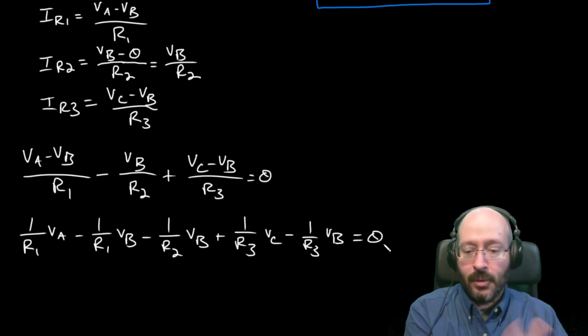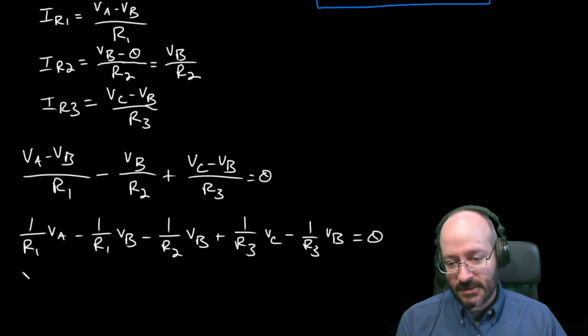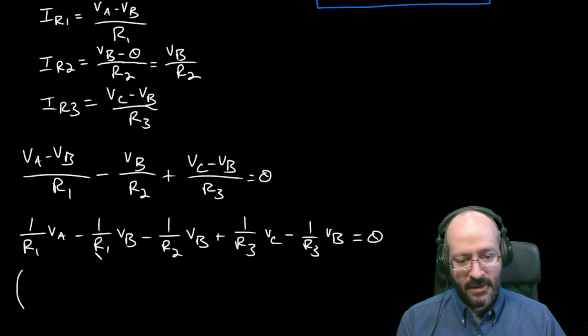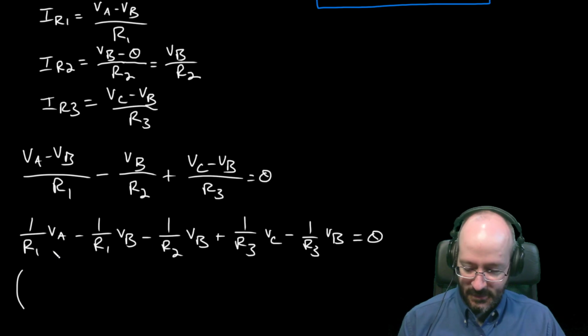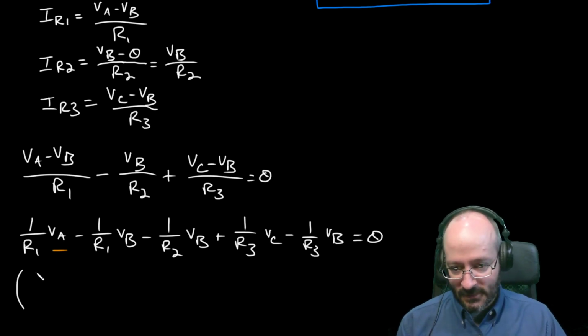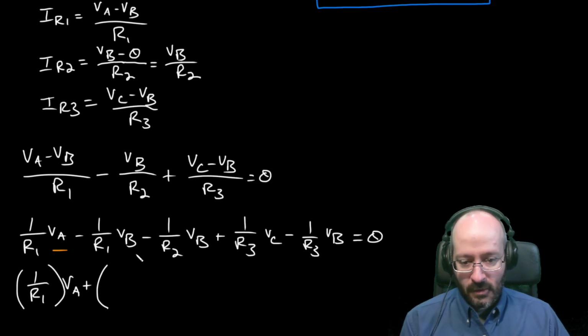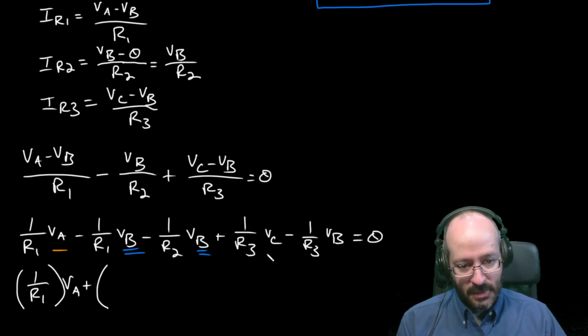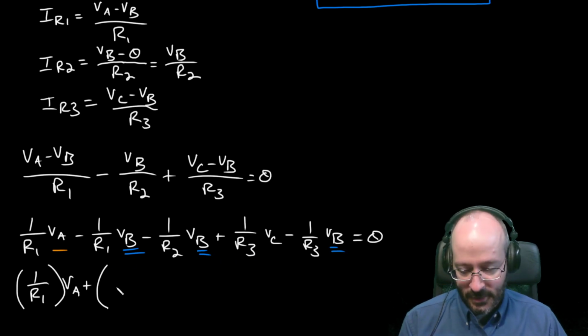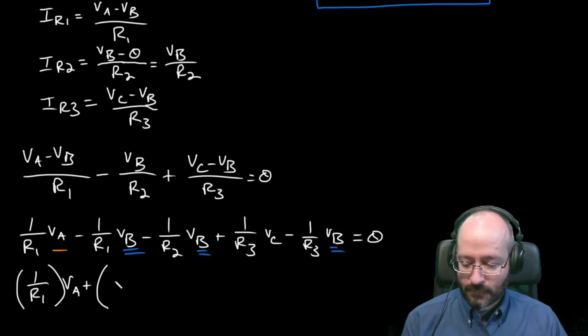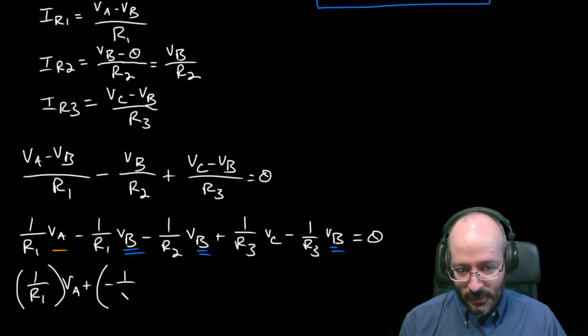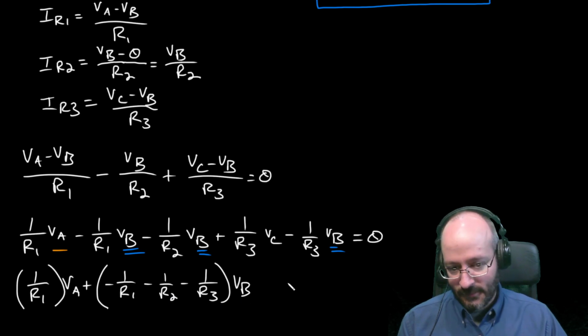Okay, collect like terms. My habit again is to just make it positive and throw a parenthesis in there and then say, okay, where are all my VA terms? Well, here's VA. So it's just going to be 1 over R1 in front of VA. That one just has 1. So I'm going to make this positive, throw a parenthesis in there. Where are all of my VB terms? So here's VB, VB, and VB. Oh, there's a lot going on there. And we get negative 1 over R1, negative 1 over R2, and negative 1 over R3, and that's in front of VB.